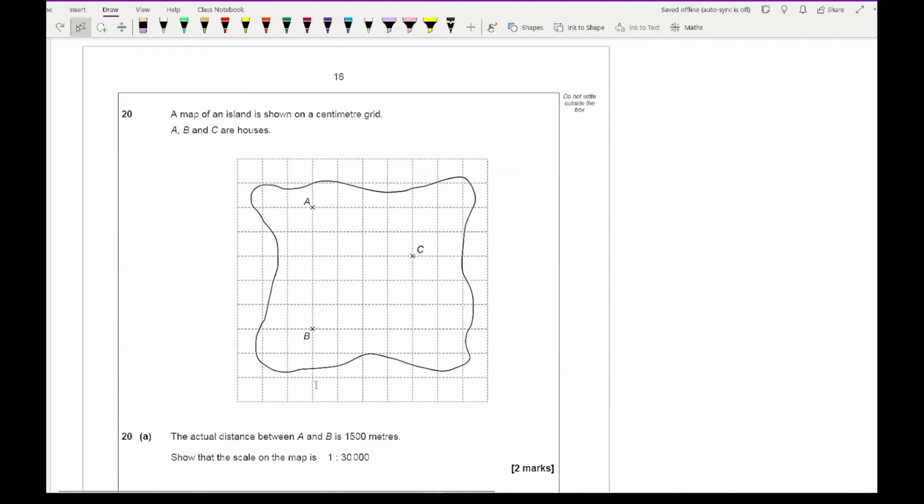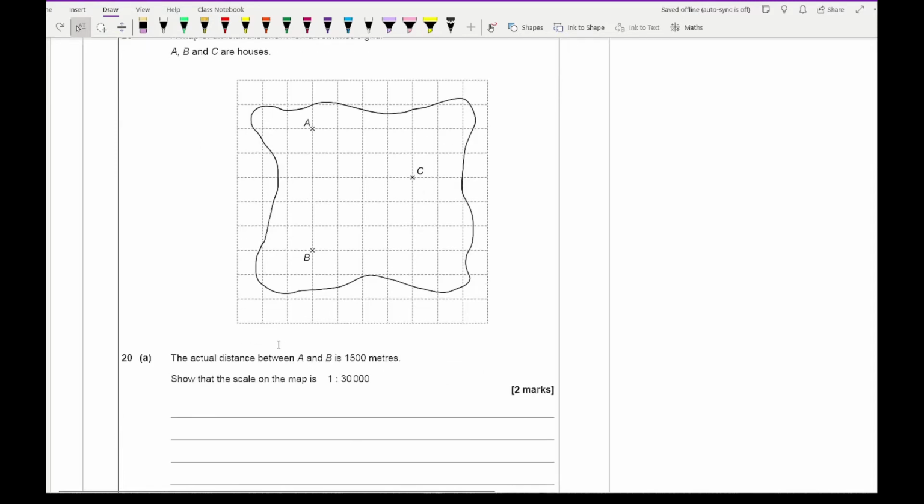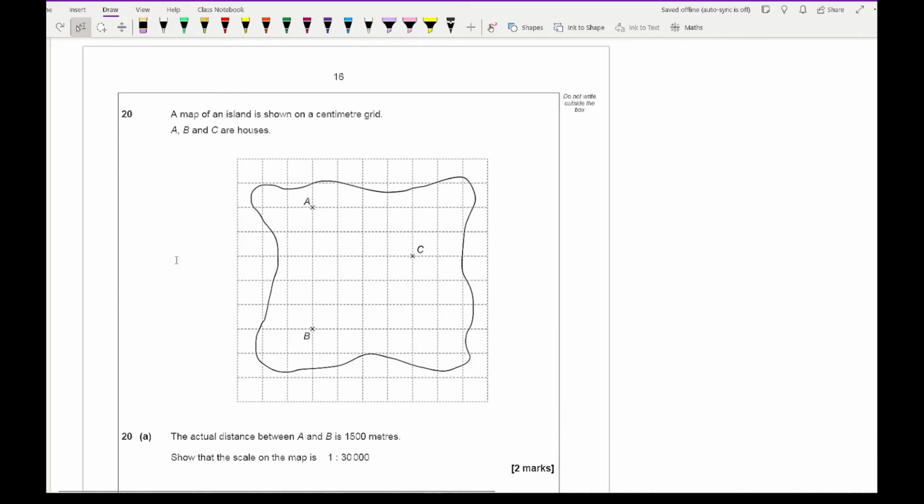Moving on to question 20, I'm guessing this is involving scale drawing, so again this needs to be printed off on A4, not A5, or the question needs to be amended. It says that a map of an island is shown on a centimetre grid. A, B, C are houses. The actual distance between A and B is 150 metres. Show that the scale on the map is 1 to 30,000.